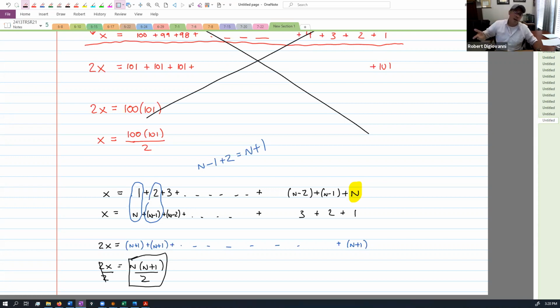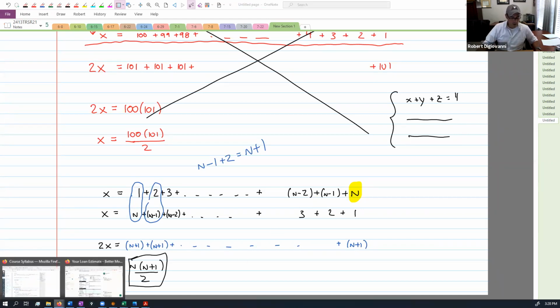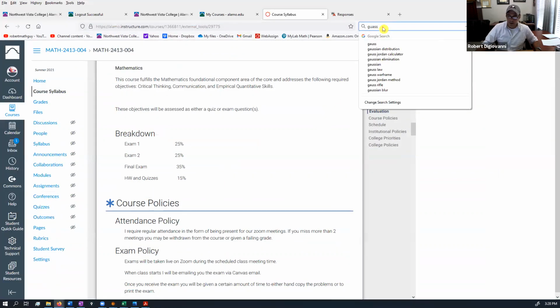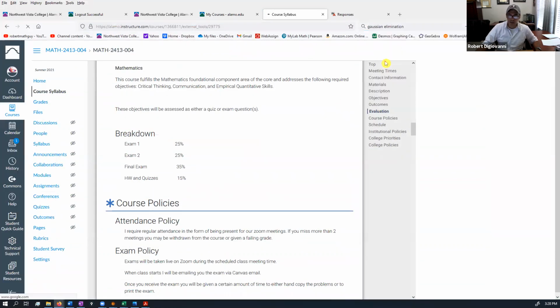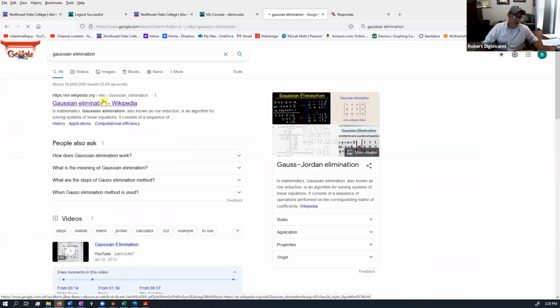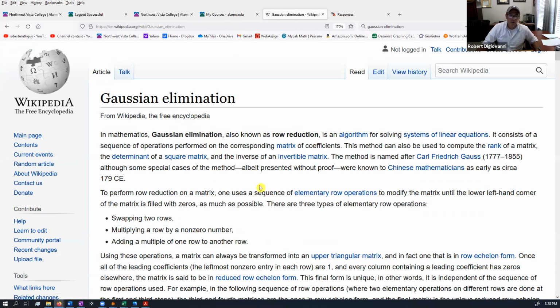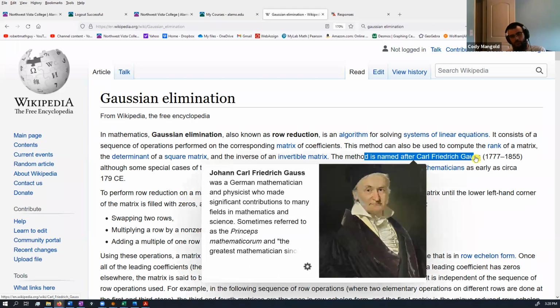In college algebra, you learn about solving systems of equations, like x plus y plus z equals 4, and other equations, 3 equations, 3 unknowns, something like that. And you're taught the method of elimination. Well, if you look up Gauss on the internet, one of the first things you're going to see is Gaussian elimination. Gaussian elimination is named after Gauss because he's the one who actually came up with it, apparently in first grade. His method is named after Gauss. All right.